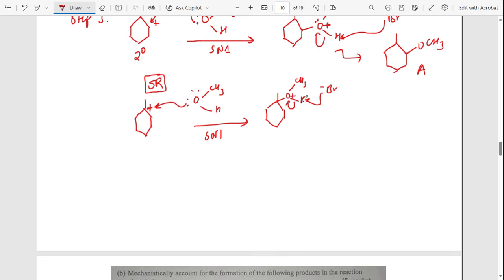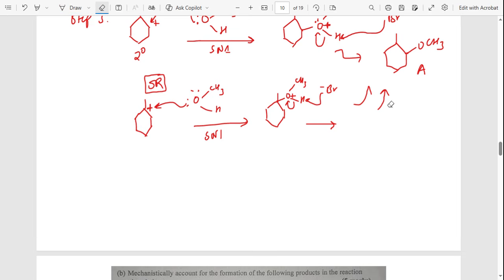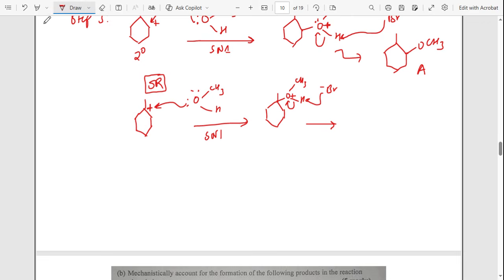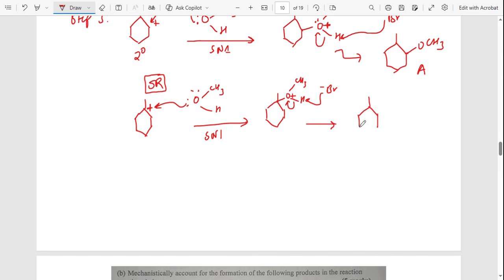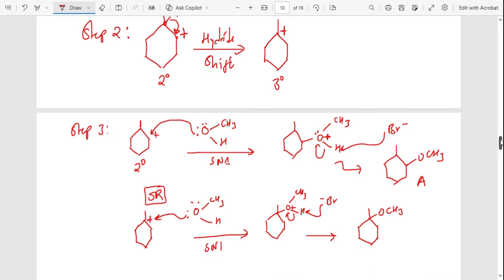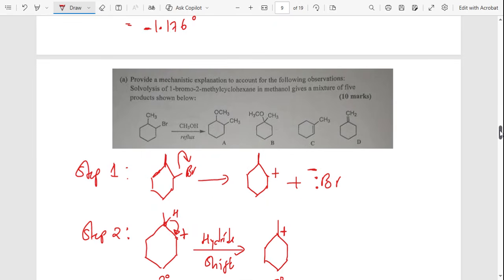Make sure you are writing the arrows correctly. Write full arrows, not half arrows. It is different if I write an arrow like this and when I write an arrow like that. Use full arrows. Okay. So we are going to end up now with oxygen here with CH3. That will be the next product, and that's actually the major product, and that's B.